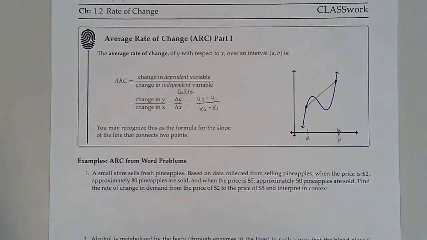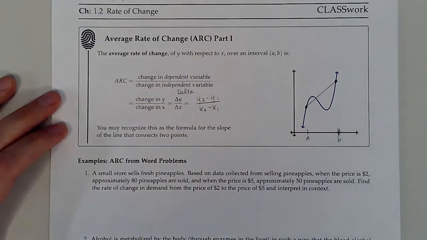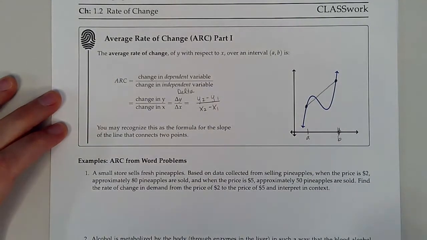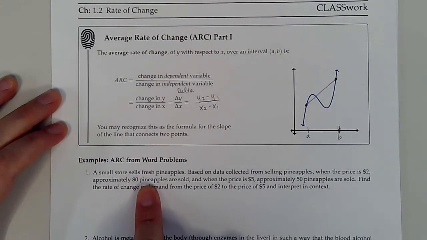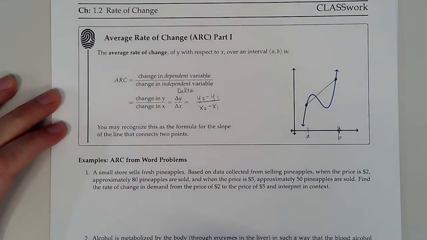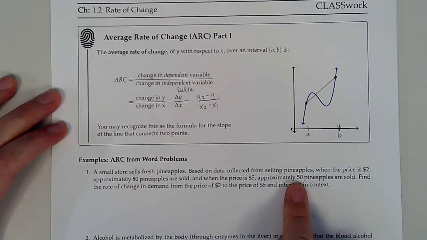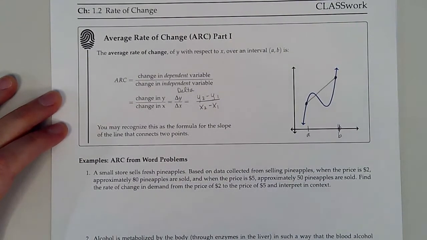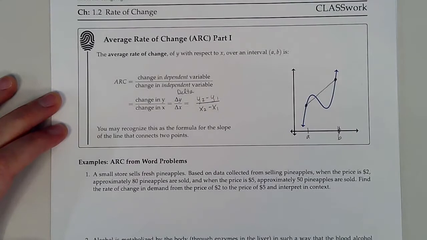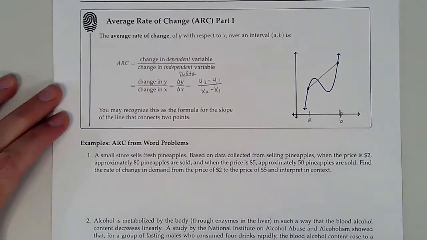So let's give this a try with a word problem. Number one, a store sells fresh pineapples. Based on data collected from selling pineapples, when the price is $2, approximately 80 pineapples are sold. If we raise the price to $5, we're going to sell about 50 pineapples. Find the rate of change in demand from the price of $2 to the price of $5, and then interpret that in context of the problem.